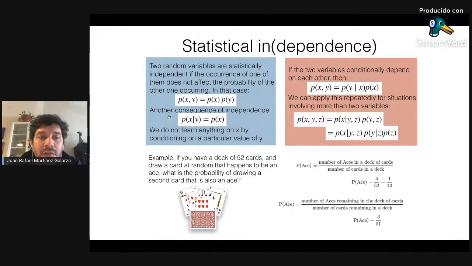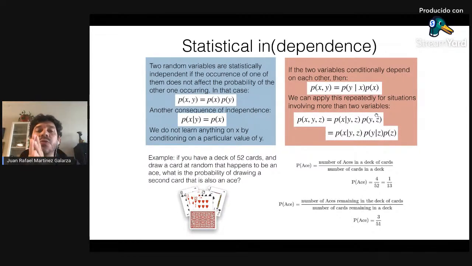And another consequence of that is that the conditional probability of X happening given Y is equal to the probability of X, because Y does not affect X. We will talk about conditionals in a little while, but this is an important consequence of statistical independence. And you can, of course, extend that to more than two events. In this case, you can write the probability of all of them happening together as the probability of one given the other two, times the joint probability of the other two. And you can also factorize that in this way. So that's an important thing about independence.